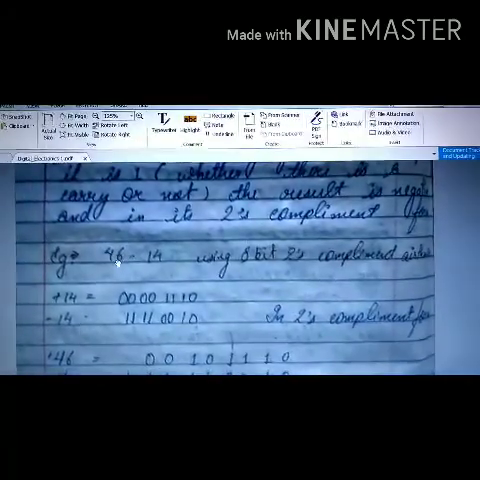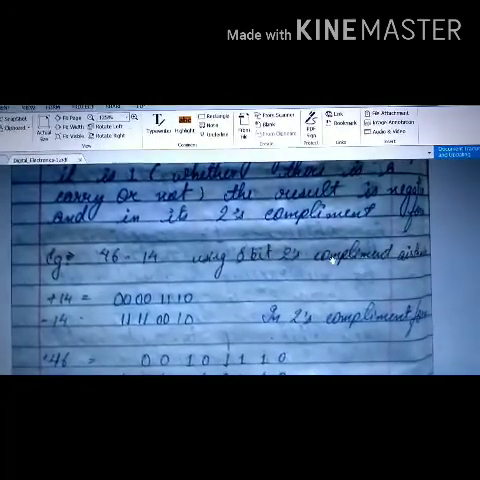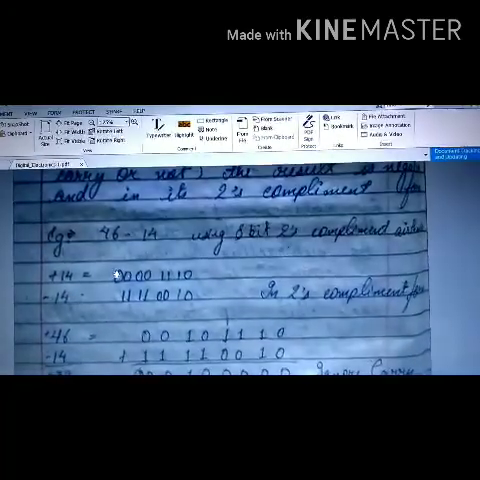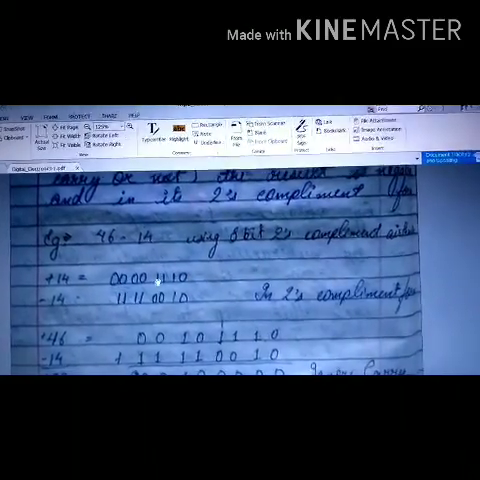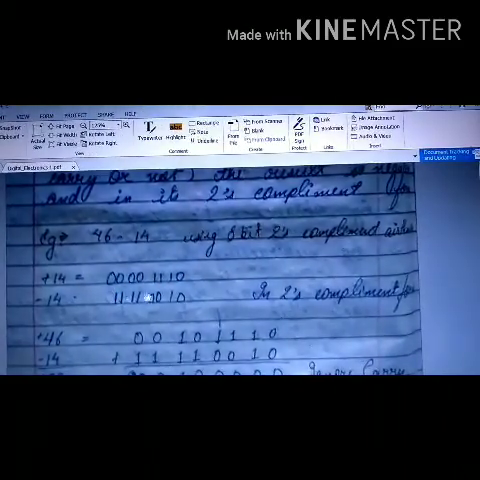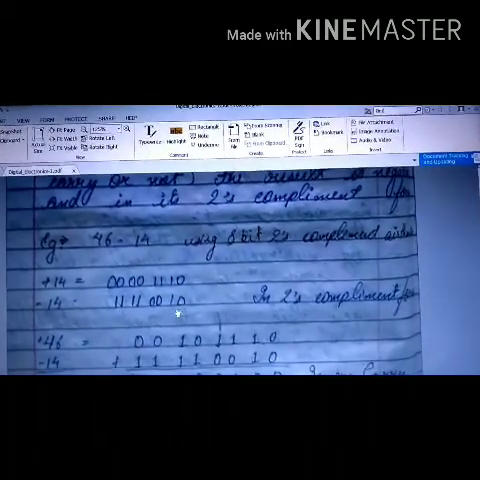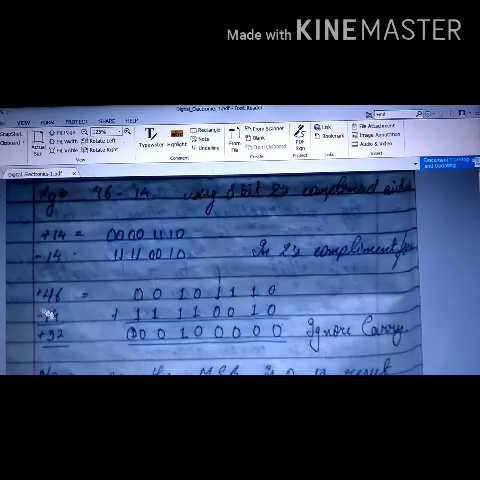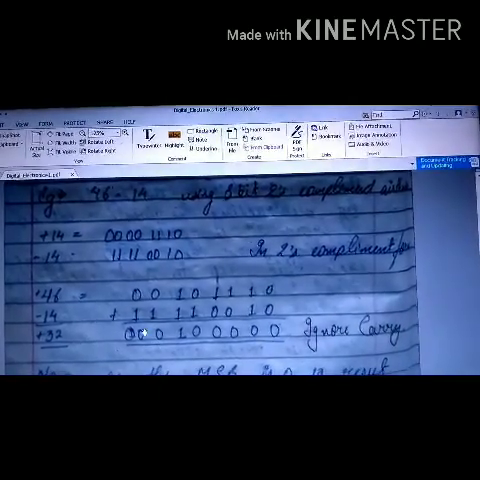Example, we are subtracting 46 minus 14 using 8-bit 2's complement arithmetic. So, 14 can be represented in 8-bit in this form. Okay, so minus 14 will be represented in this form. It is just the 2's complement form of the number. Now we will add 46 plus this 2's complement and we will get an answer here.